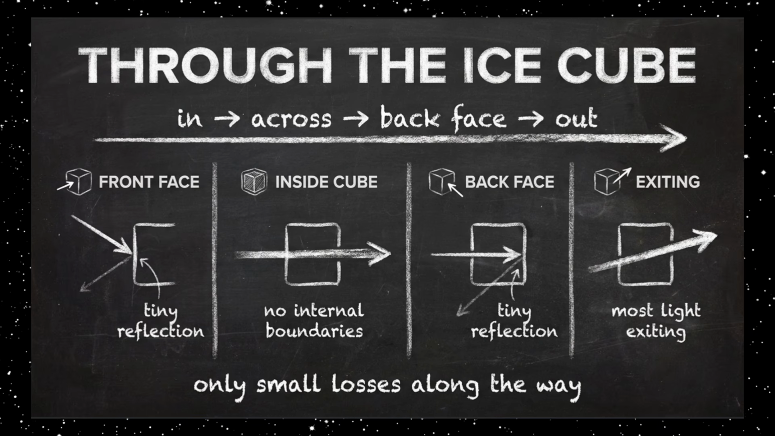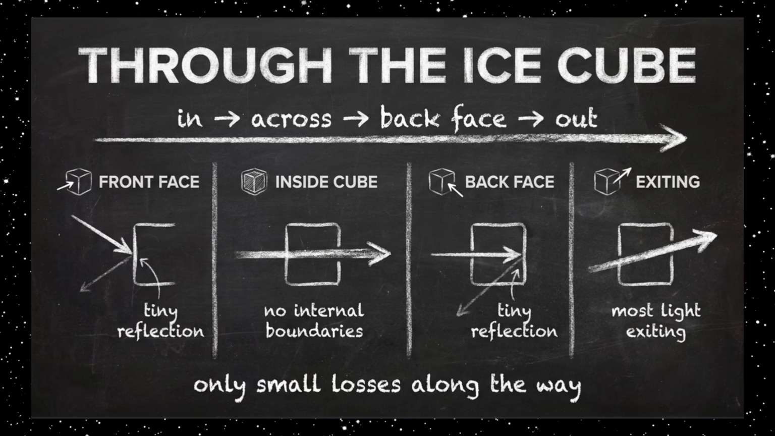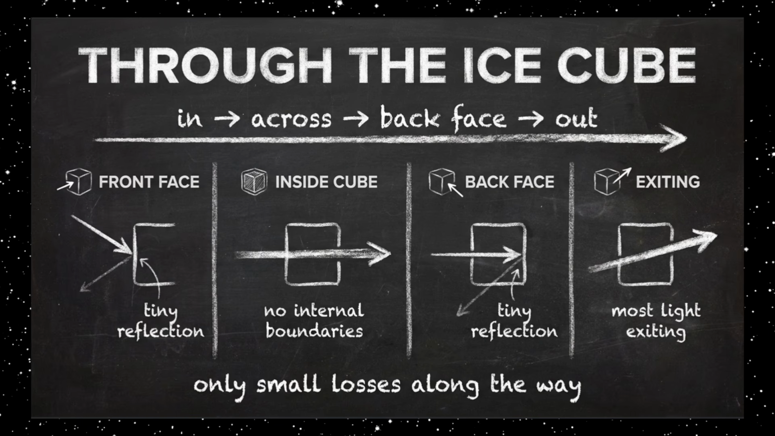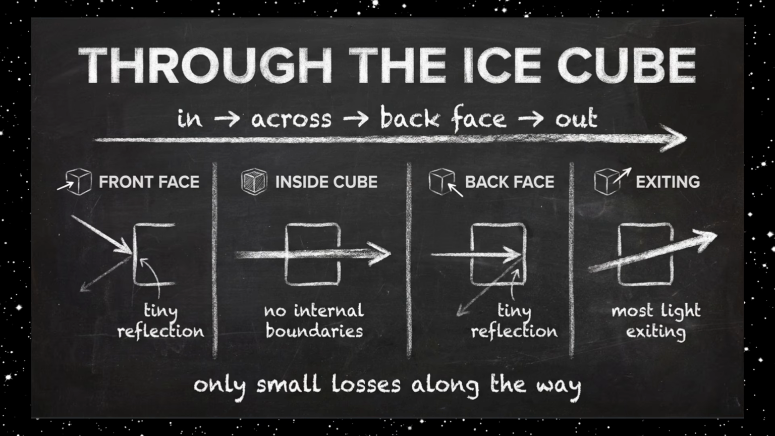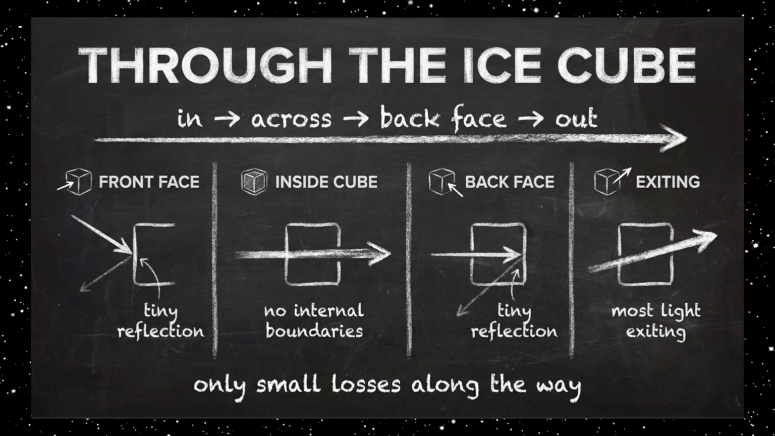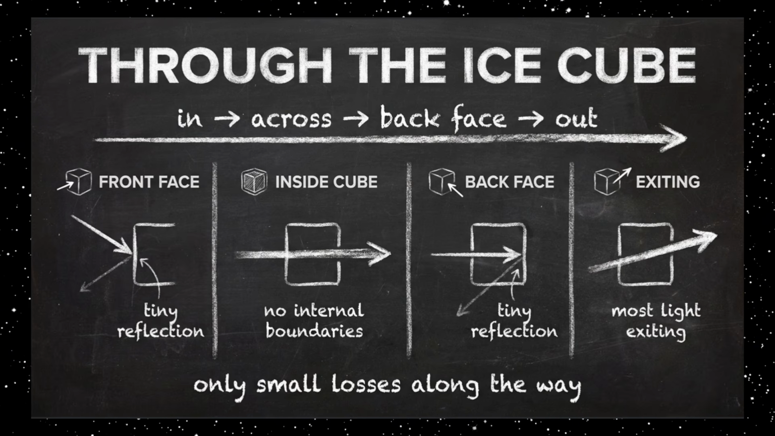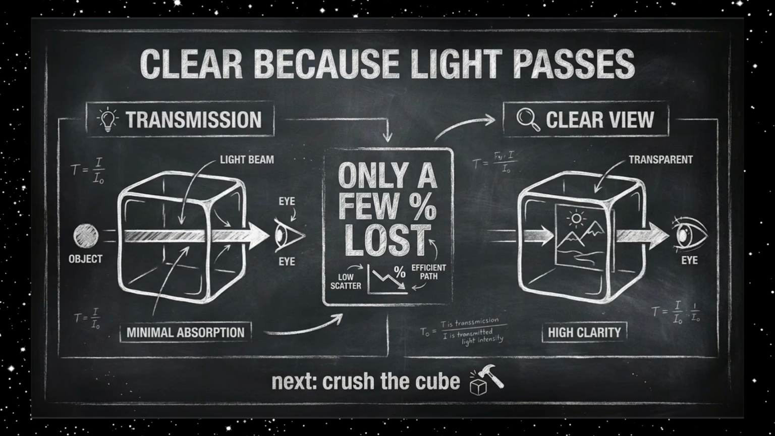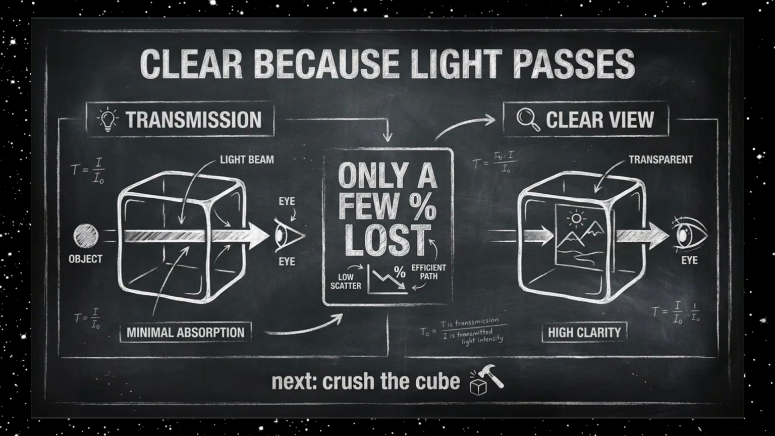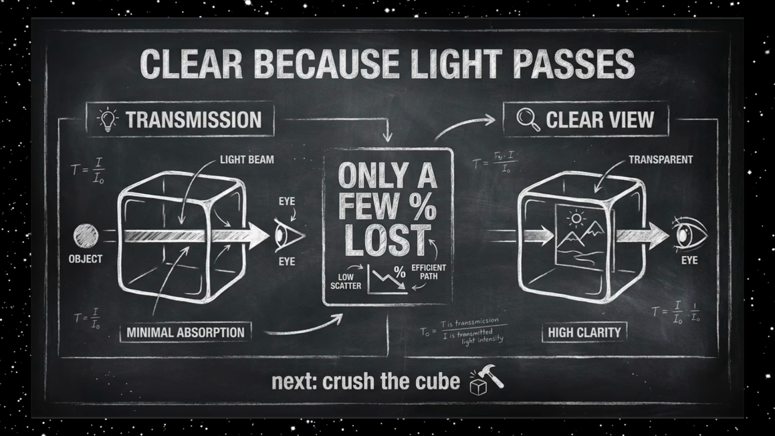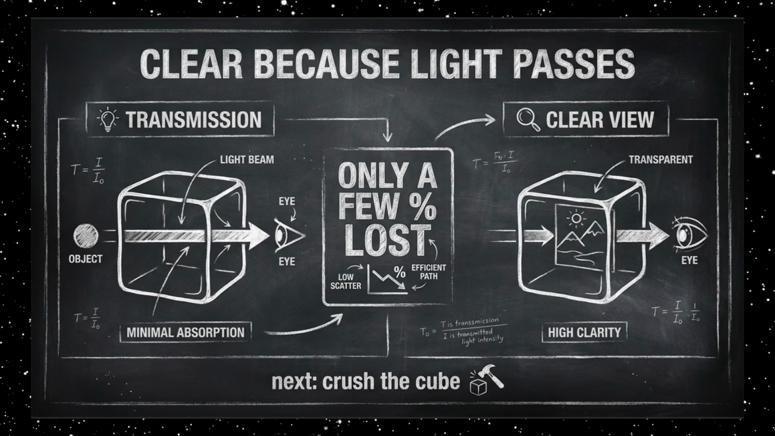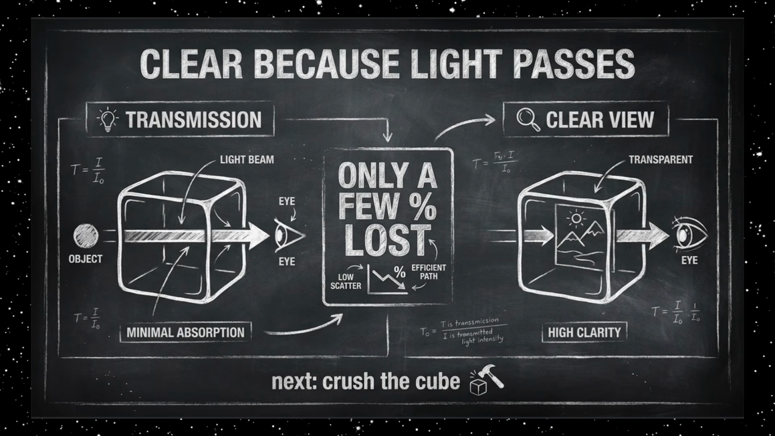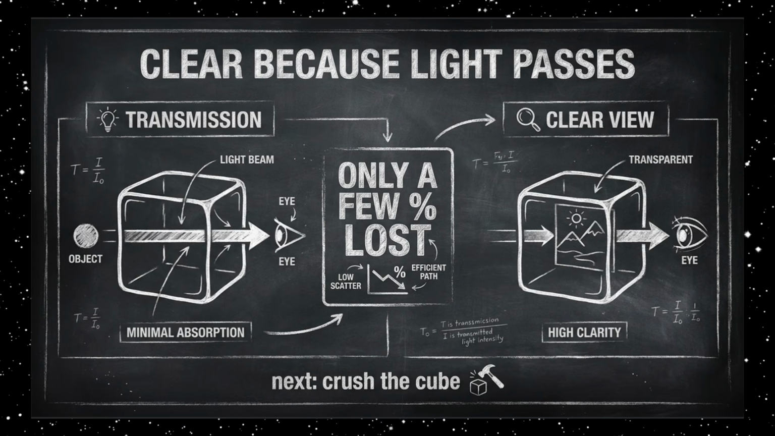It crosses the inside of the ice cube without hitting any boundaries. It hits the back face. A tiny bit reflects off the back face. Most of it goes out the other side. So in total, light went into the front, came out the back, and lost only a few percent along the way. Your eye, looking through the cube, sees the light from whatever is on the other side. The cube is clear. The cube is transparent.